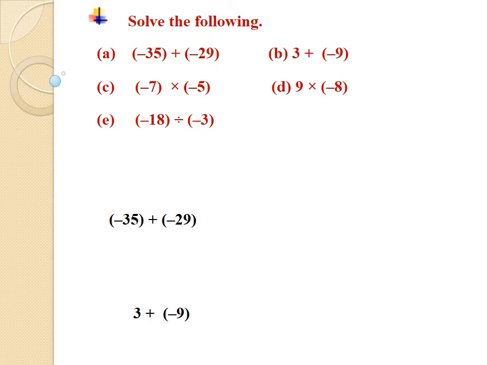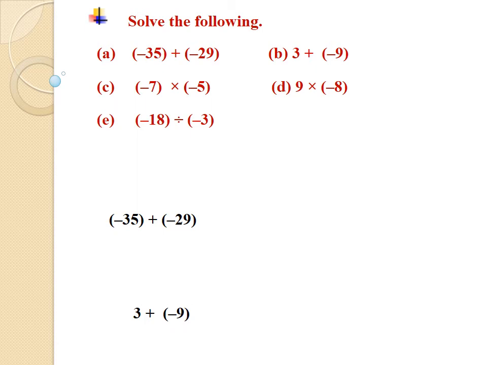Now, rules for division of integers. Rule number 1. The quotient of two negative or two positive integers is always positive. Rule number 2. The quotient of one positive and one negative is always negative. So now, let us solve the sums keeping in mind the rules.